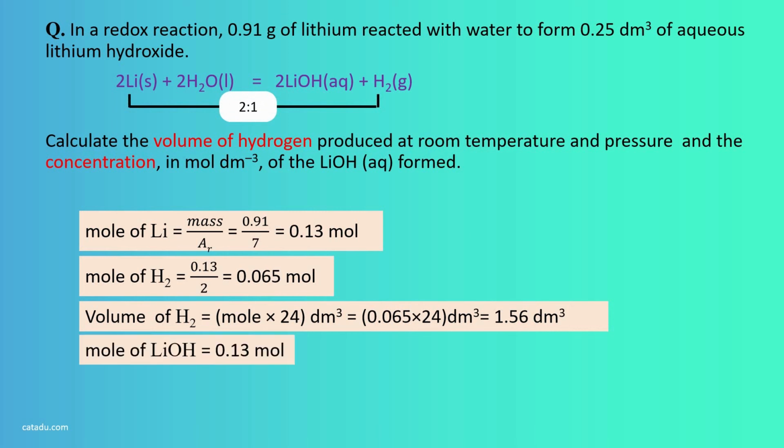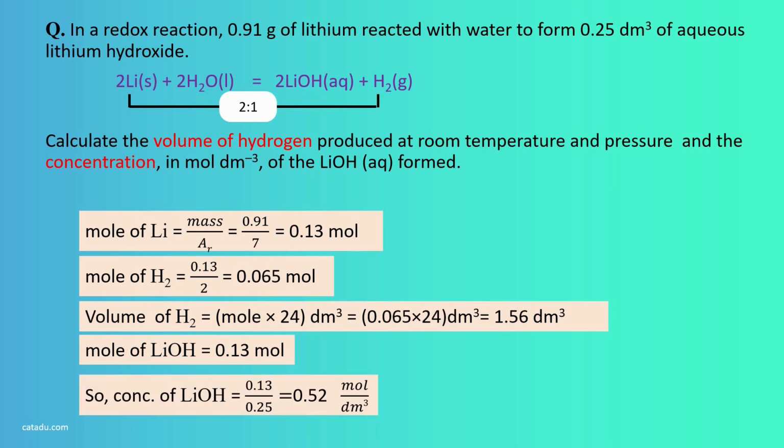cube. Another thing we have to find out, the concentration of lithium hydroxide. For this case, the mole of lithium hydroxide equals the moles of lithium, because the ratio is 2:2, that is the same, 0.13 mole. So concentration of lithium hydroxide is equal to mole divided by volume. Volume is given as 0.25 dm cube. So the final answer, concentration of lithium hydroxide is equal to 0.52 mole per dm cube.